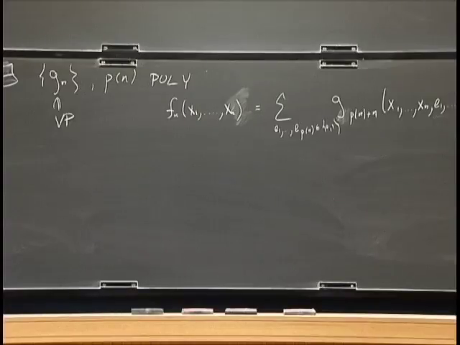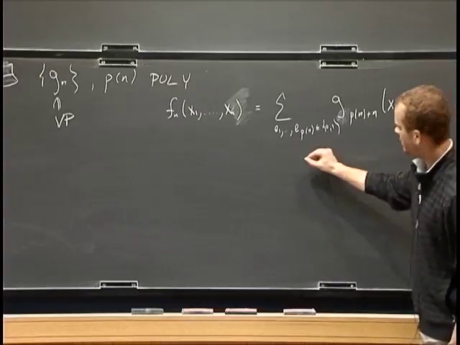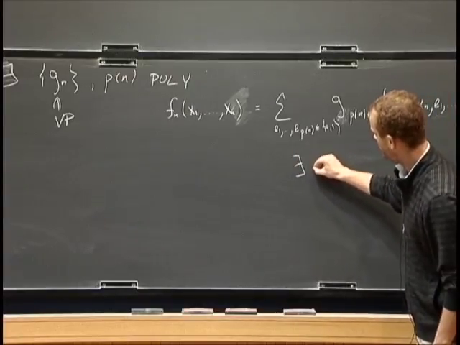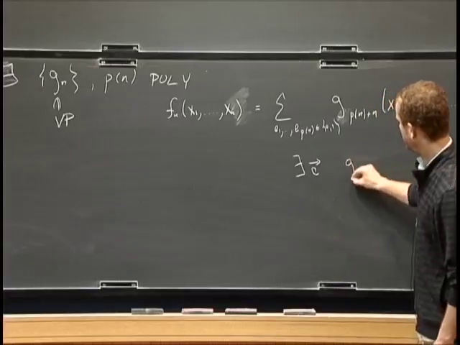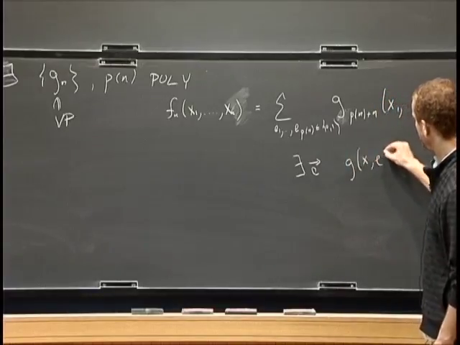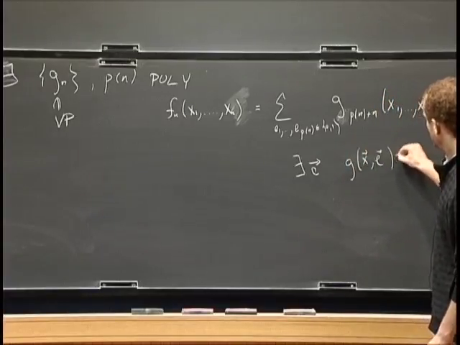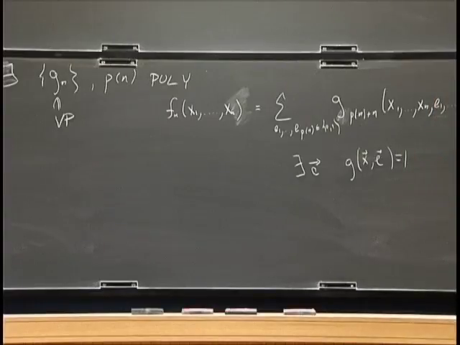One way to view this: how is it related to NP? In NP, we have a statement of the form "there exists an E such that g of x and E is 1." This is the sort of statement we have in the definition of NP.